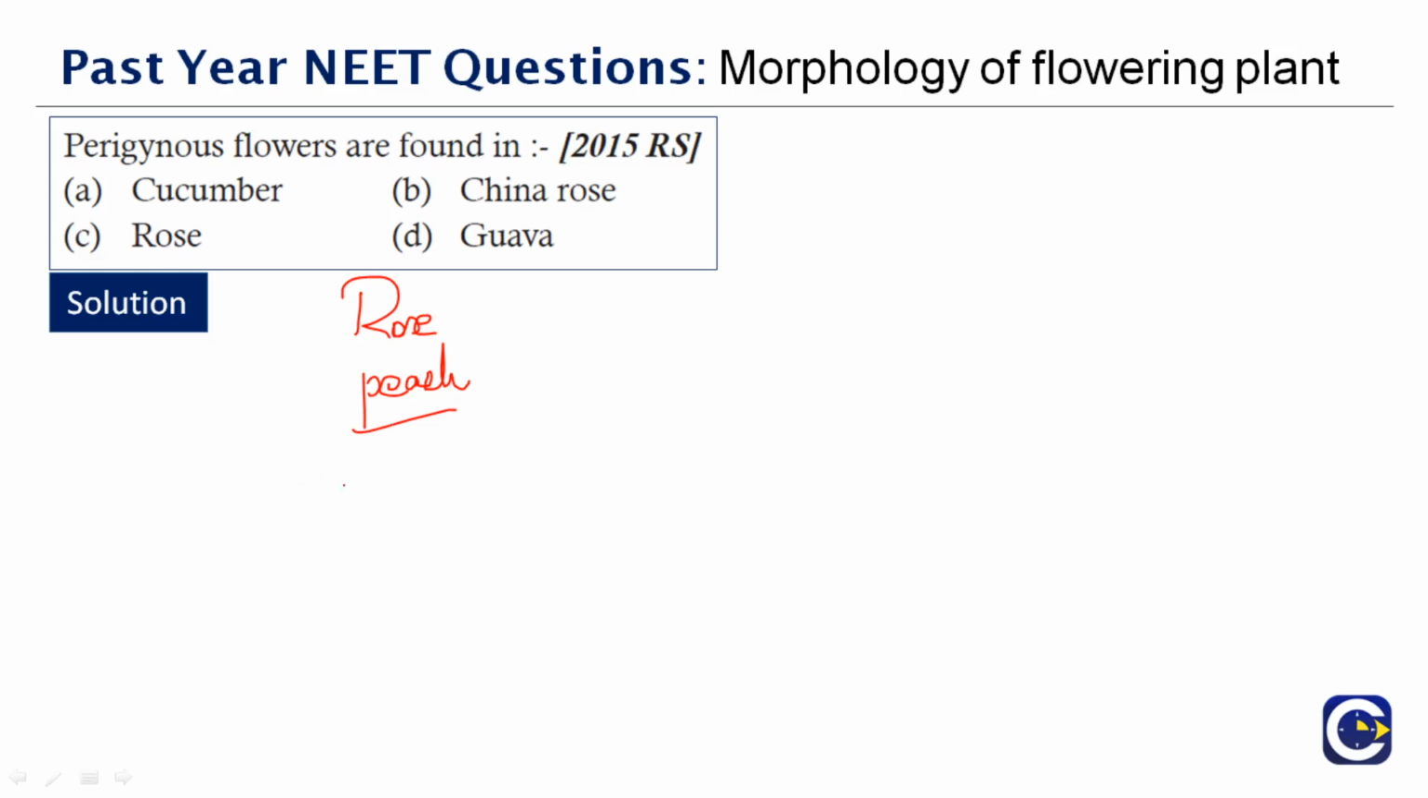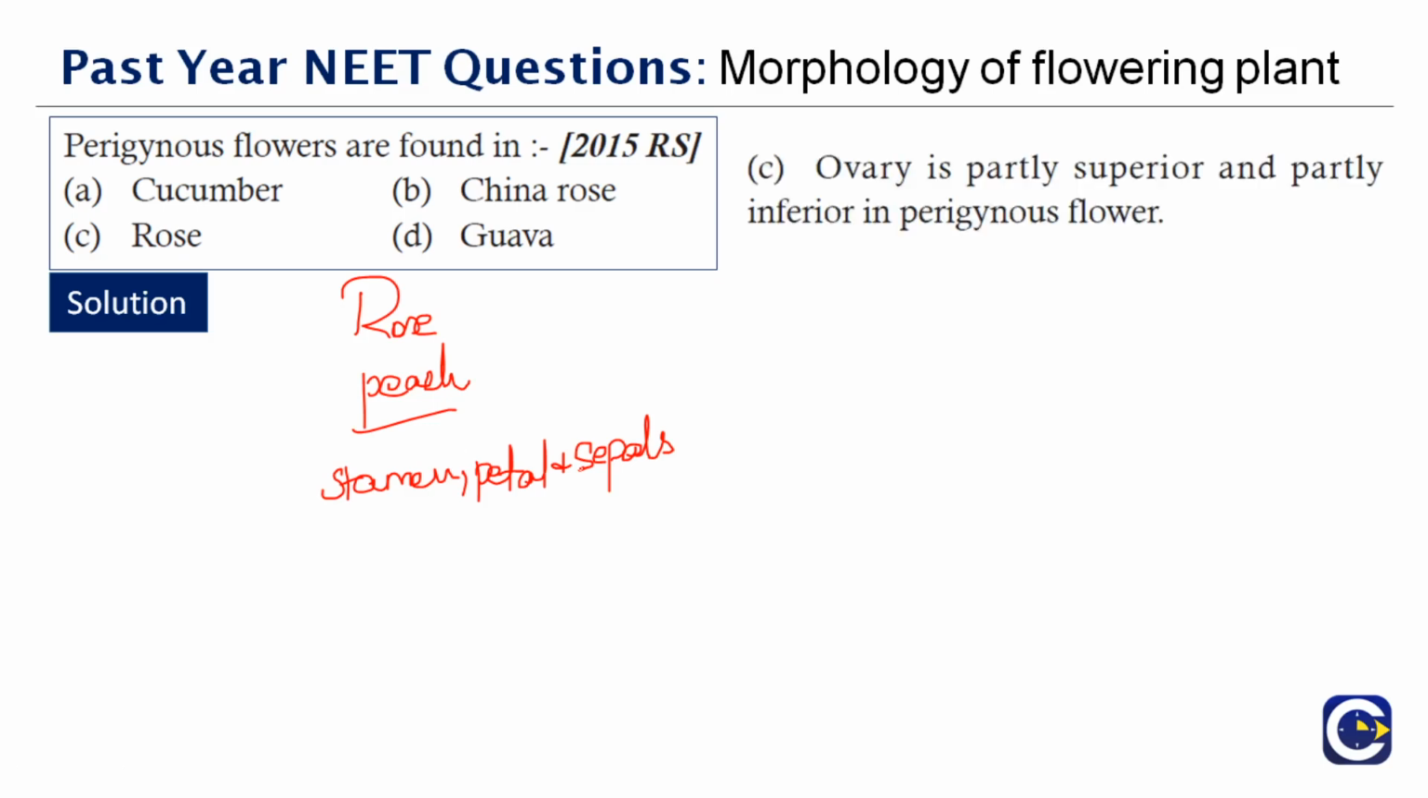The floral tube is formed from the fusion of stamen, petal and sepals, right? It is attached to the receptacle below the gynoecium and surrounds the ovary. So here the ovary is not just a superior part. So perigynous flowers are found in rose. Okay, the ovary is partly superior and partly inferior. That is the meaning of perigynous flowers.